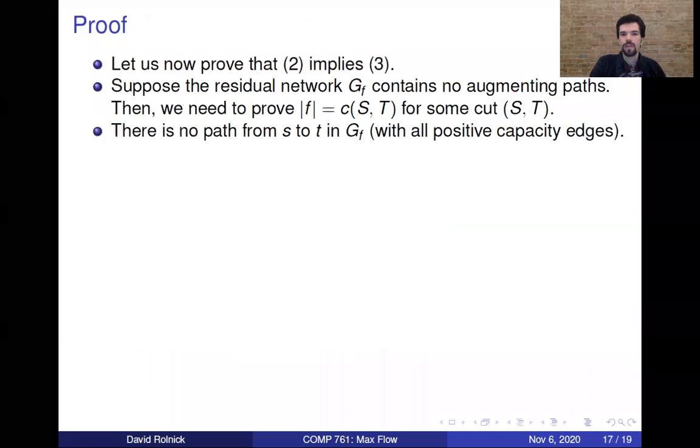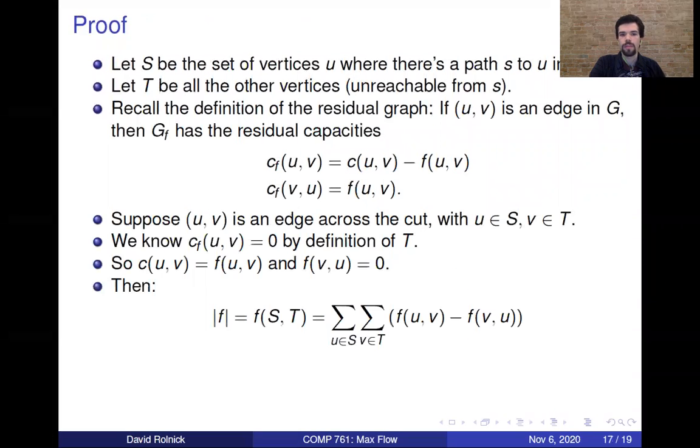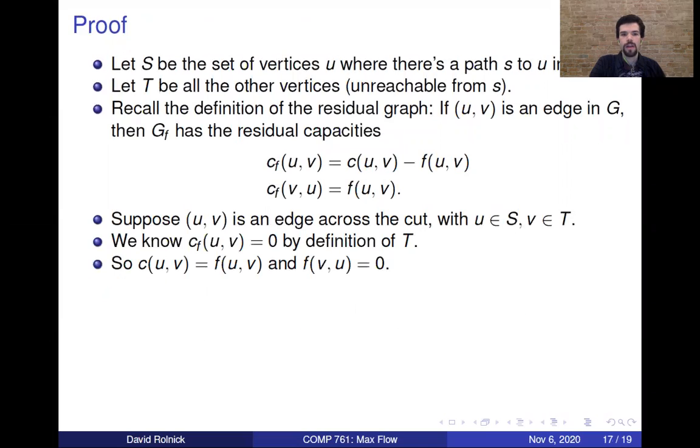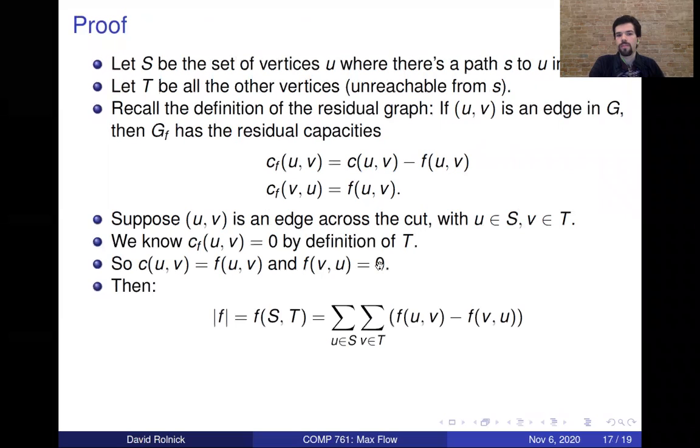So again, we have these two things that follow from this being 0: that the capacity is equal to the flow in the original graph, and the flow backwards across the cut is 0. Now, the value of the flow we know is equal to the net flow across the cut. We proved that that was the case. And that's equal to this by definition.